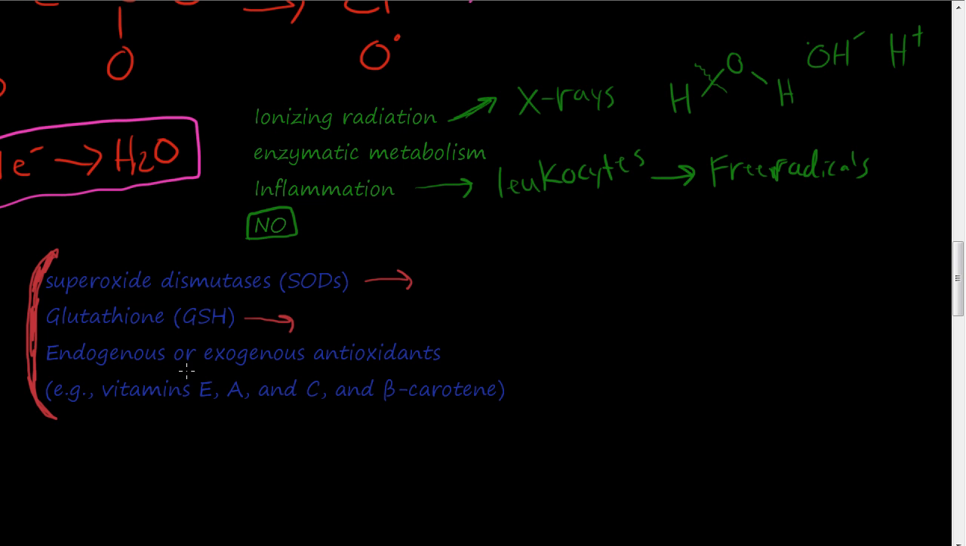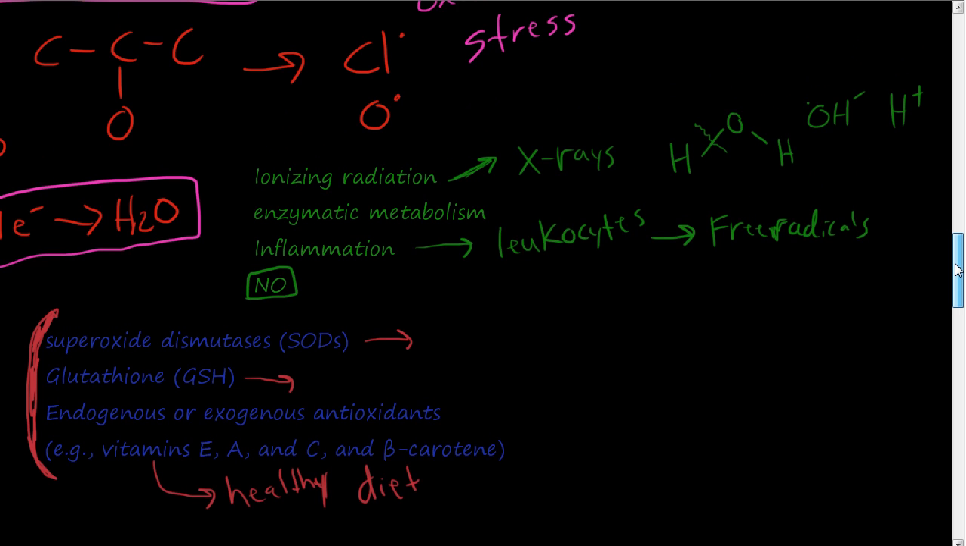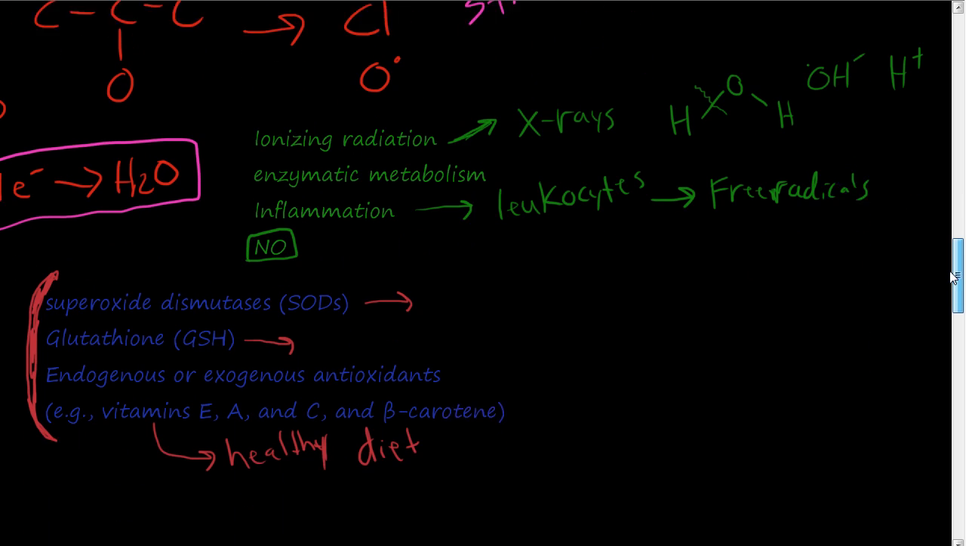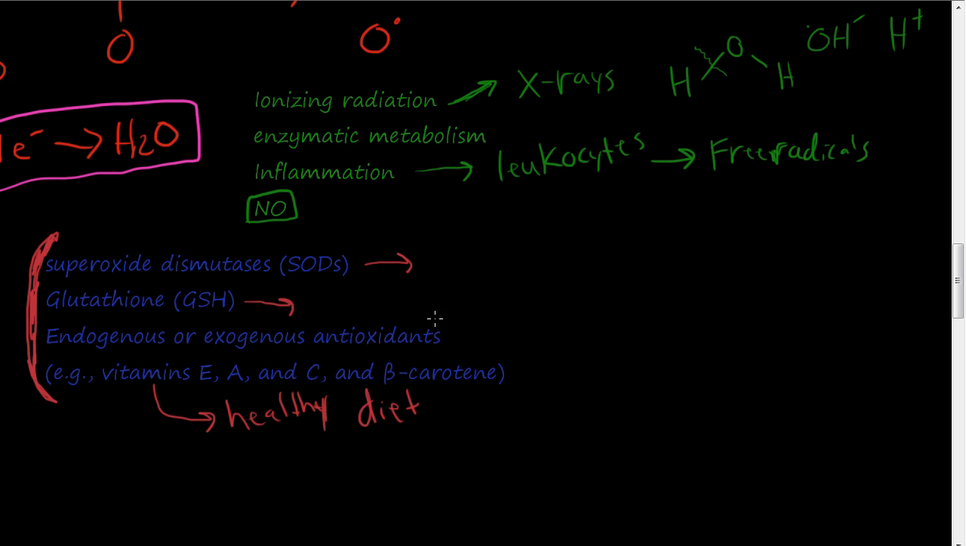And then endogenous or exogenous. Endogenous means within and exogenous means without. So either you can take vitamin A, C, and beta-carotene. These are all nutrients that will help fight free radicals. But also a good healthy diet, with lots of vegetables and fruits, will also have plenty of these inside that will help destroy these free radicals that are a common process as the mitochondria and other parts of our cells work to create energy and ATP and perform their proper function.